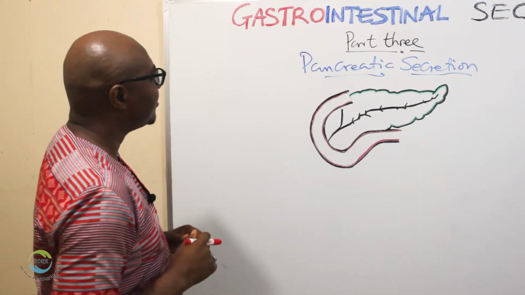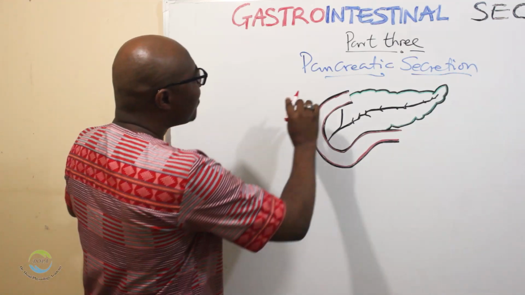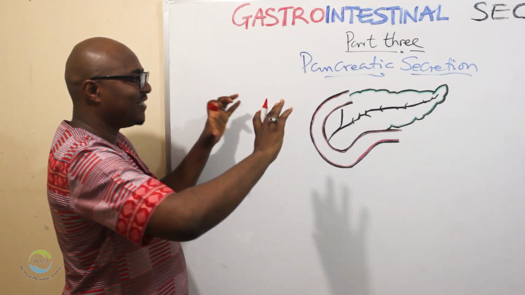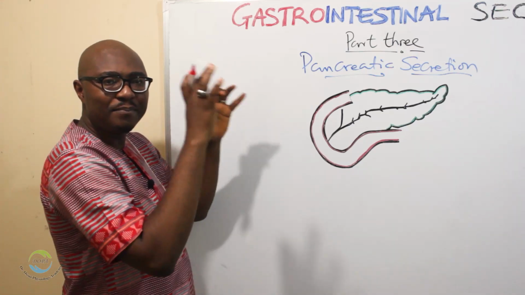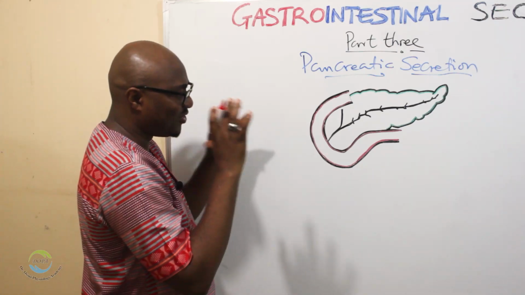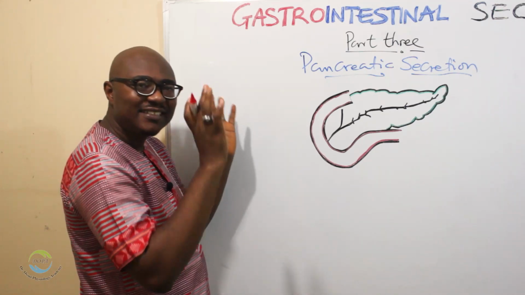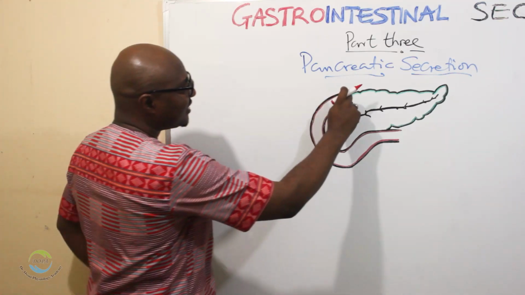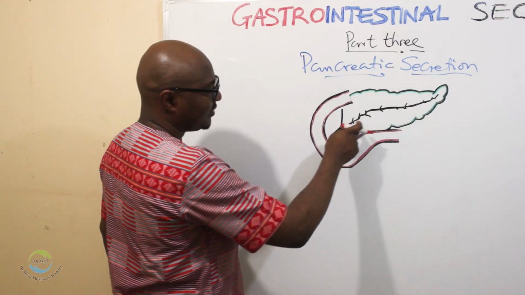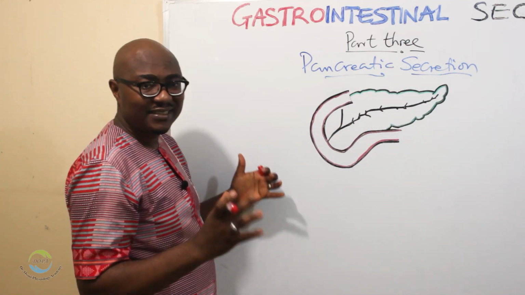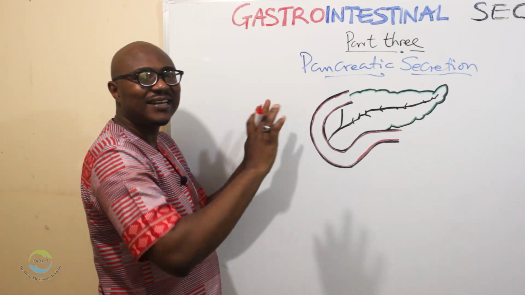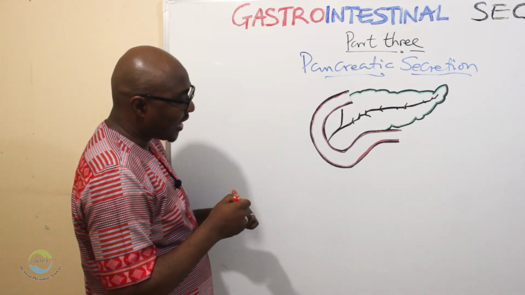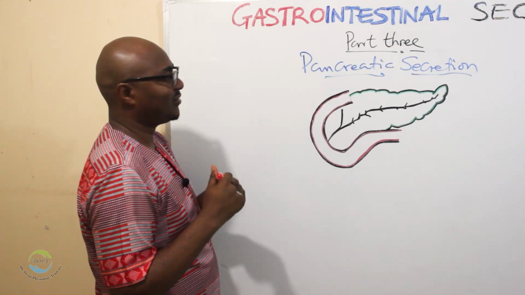So let's get started. Pancreatic secretion, this is where the main work is done as per secretions of the gastrointestinal tract. You see, this is the pancreas. It's the biggest exocrine gland. Now, the pancreas is like a two-in-one gland, okay?